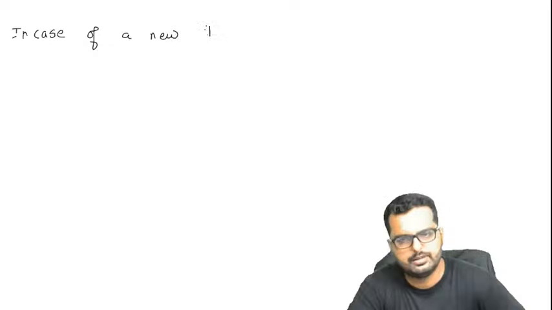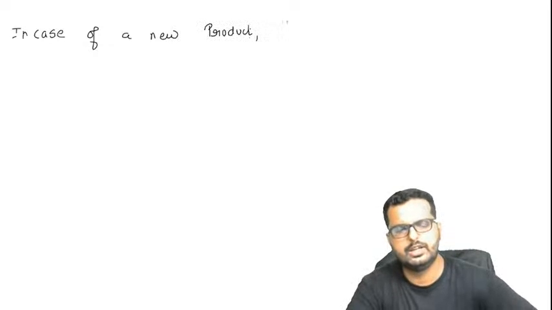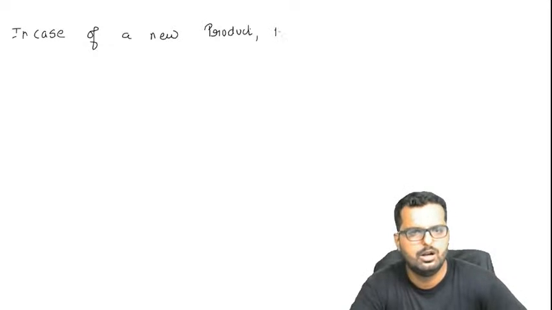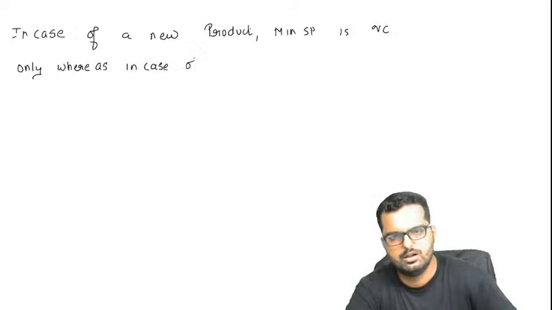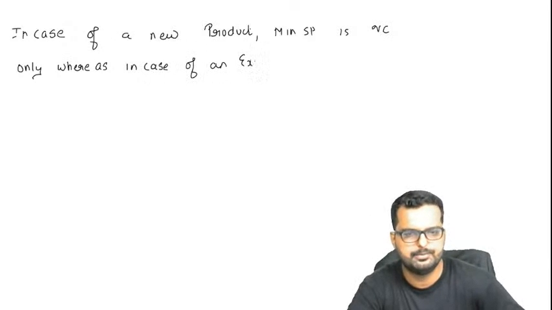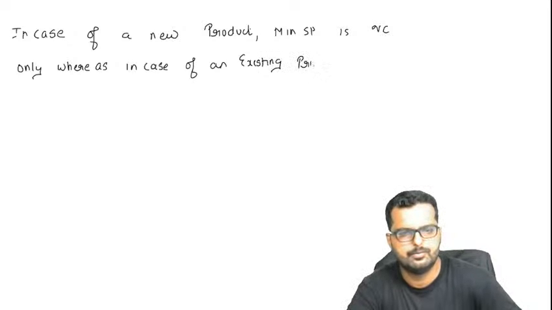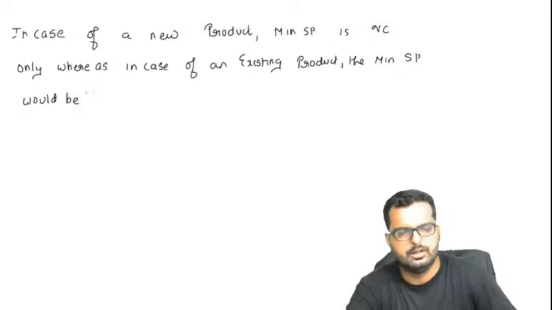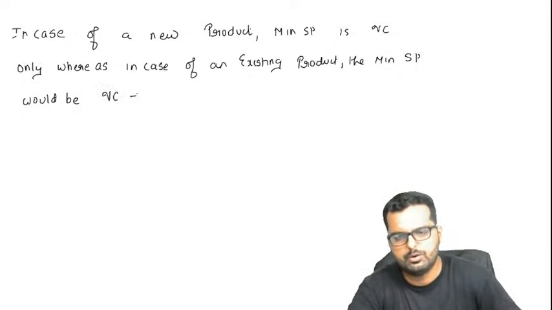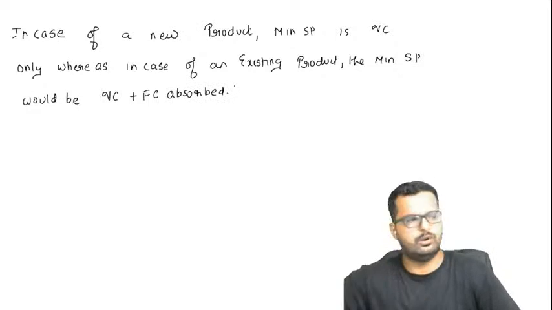In case of a new product, okay, in case of a new product, the minimum selling price is variable cost only, whereas in case of an existing product, the minimum selling price would be variable cost plus fixed cost absorbed. Can you write down this in your books now, friends?